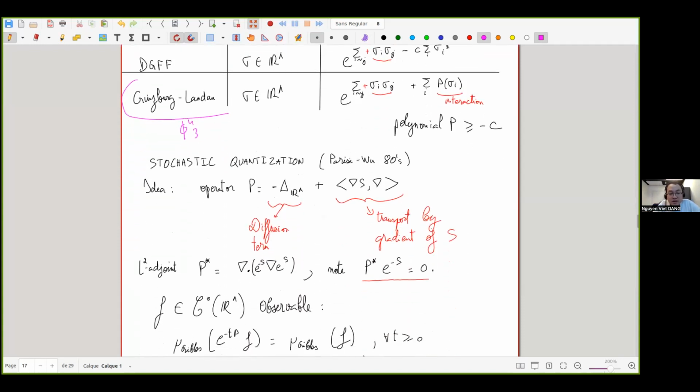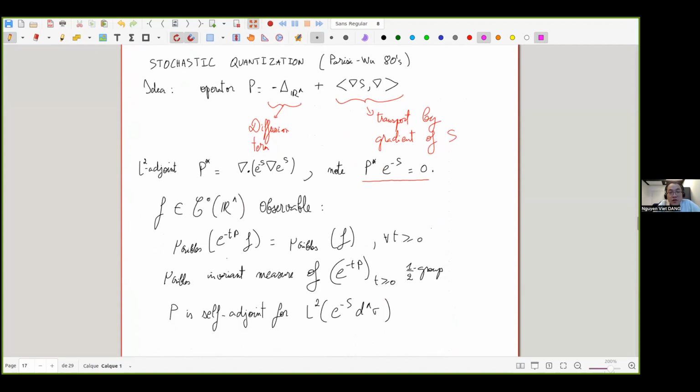Okay, so now you want to define an elliptic operator, and you want to define a semigroup associated to your elliptic operator. So P is the operator. The semigroup is e^{-tP}, such that the Gibbs measure is invariant under the dynamics generated by the semigroup. This is the idea going back to the work of Parisi-Wu in the 80s.